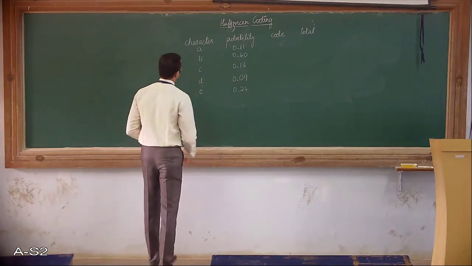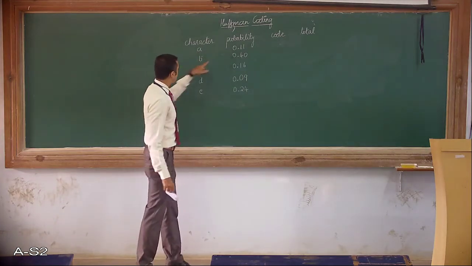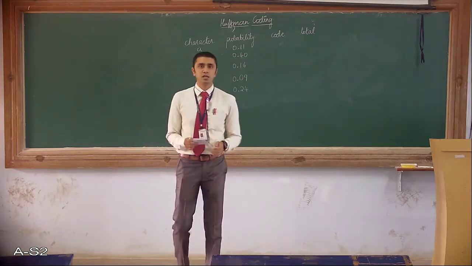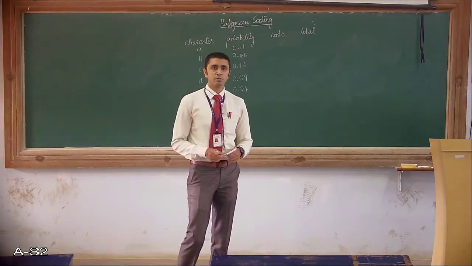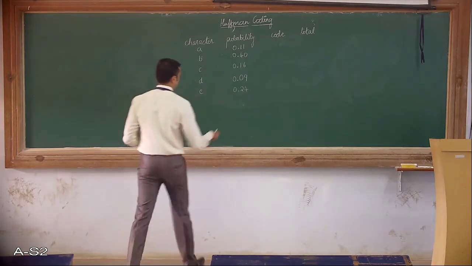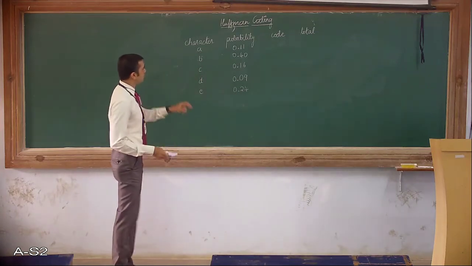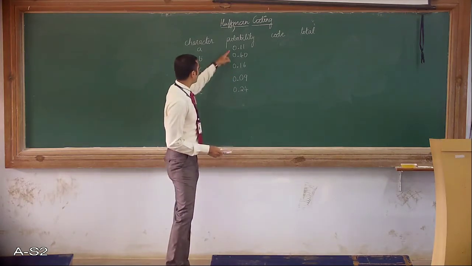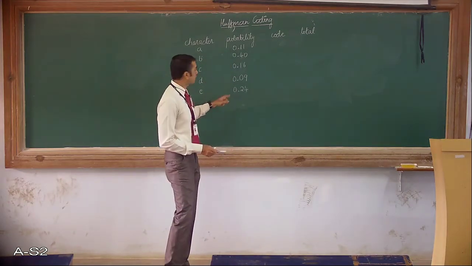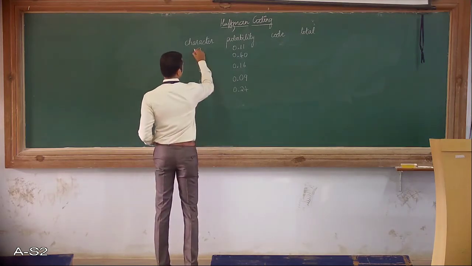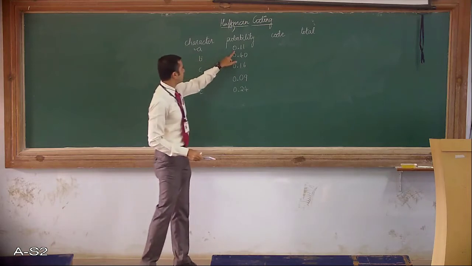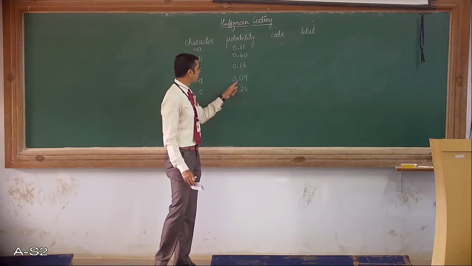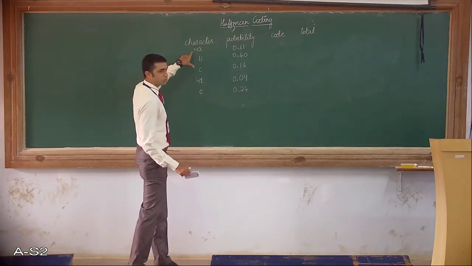Alright, so the first step: I have characters with their respective probabilities. First I need to arrange these probabilities in increasing order. I'm going to choose the two minimum probabilities out of all these. Which are the two minimum? I think A and D. A has 0.11, D has 0.09. So I'm going to choose A and D.